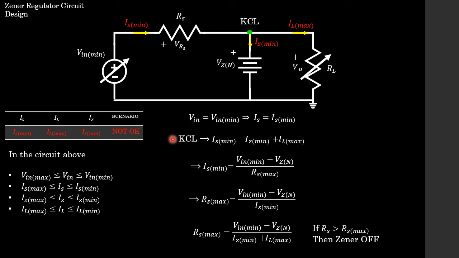Then we go ahead and perform a KCL, Kirchhoff's good old-fashioned current law, at this node over here, which gives us Iz min plus IL max is equal to Is min. Now we also know, students, that because Is min is going through this resistor Rs, we can use a simple, what is the volt drop across Rs?